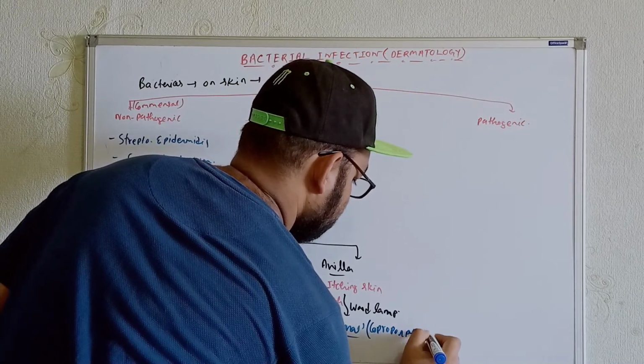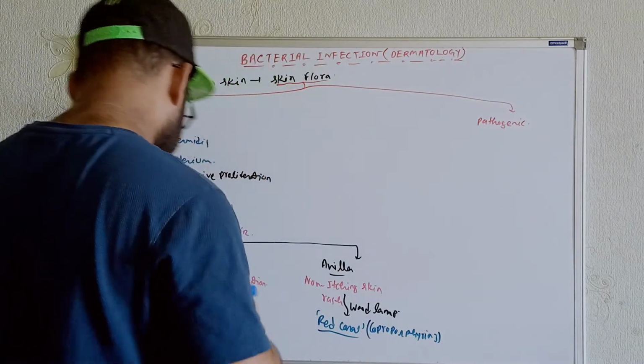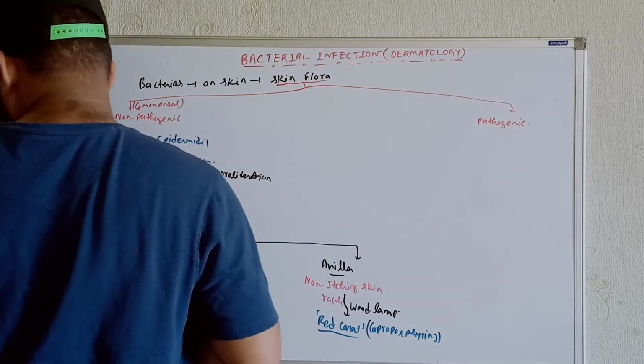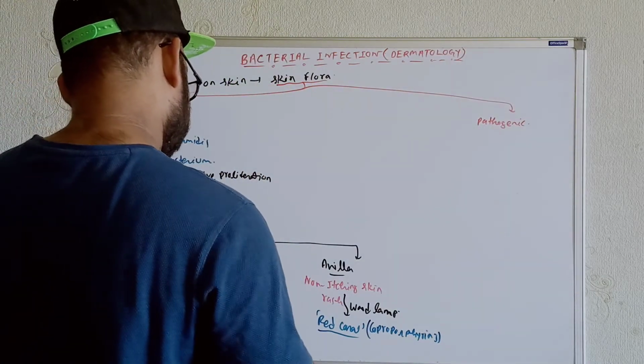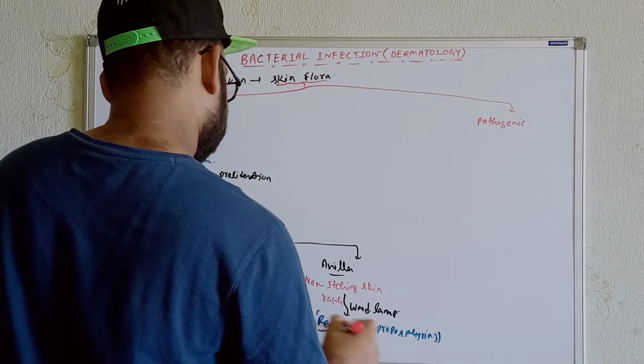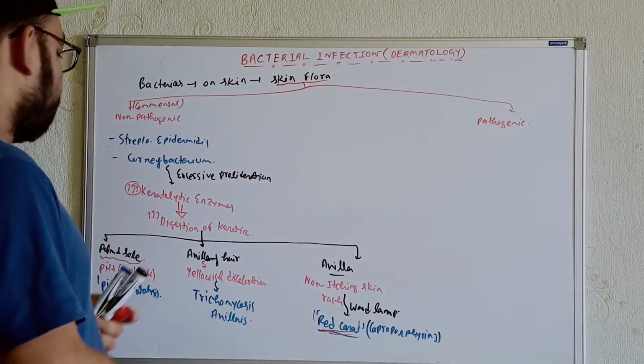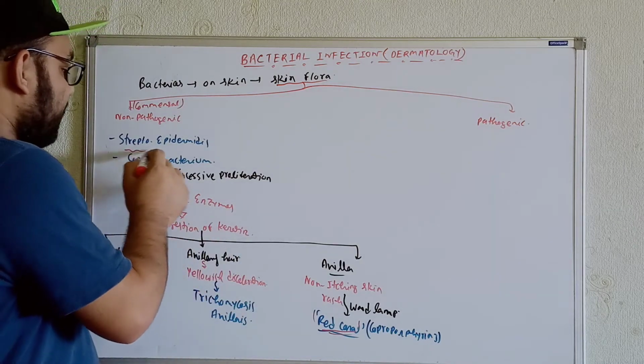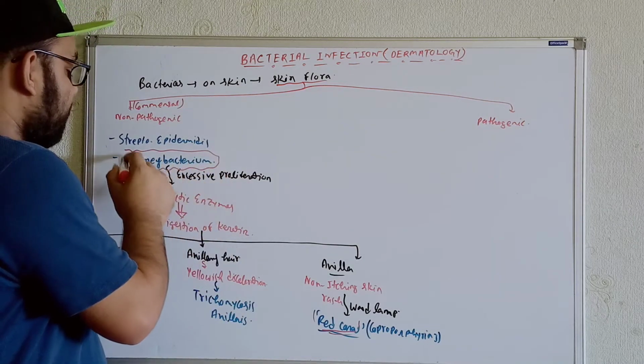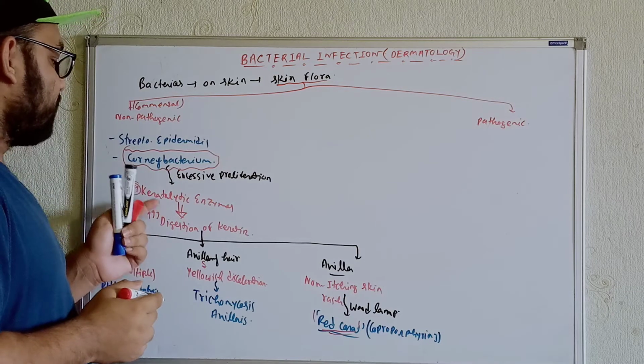Coproporphyrin 3 in this case we will use. This result we will get what? Red coral, red color, we can say the red coral, something over here. Okay. Now this type of problem we'll see for only one bacteria, that is Corynebacterium. Whenever we get the excessive proliferation of Corynebacterium, they will secrete the what?